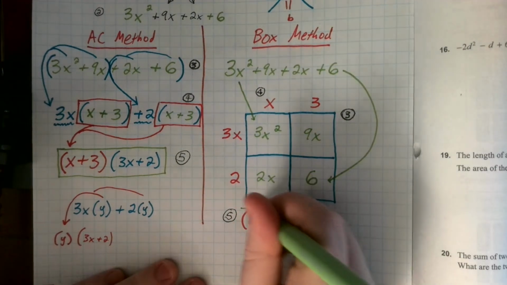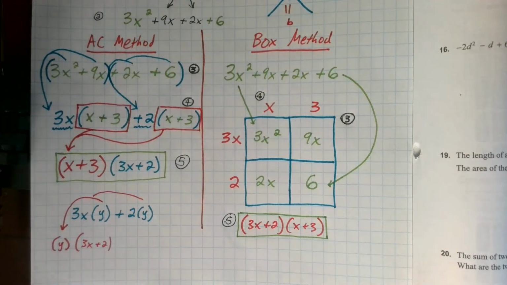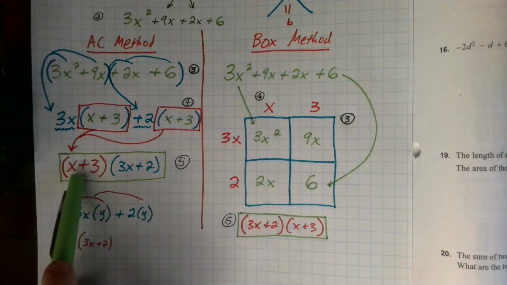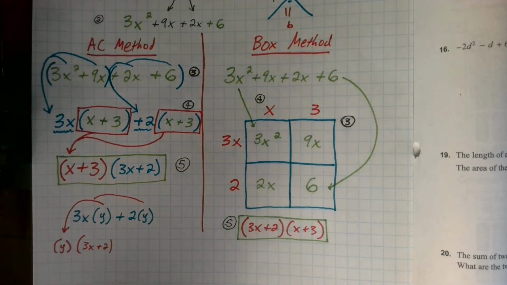You're allowed to flip around your binomials because they're being multiplied. Just like how 2 times 5 is the same as 5 times 2, x plus 3 times 3x plus 2 is the same as 3x plus 2 times x plus 3.